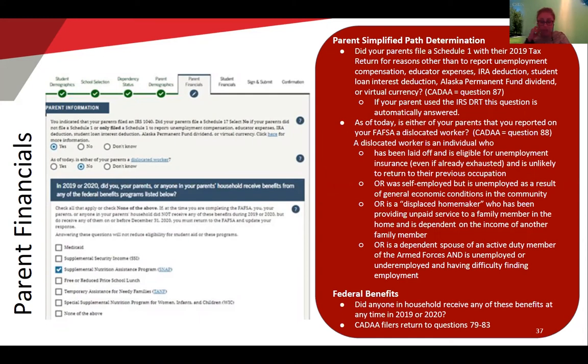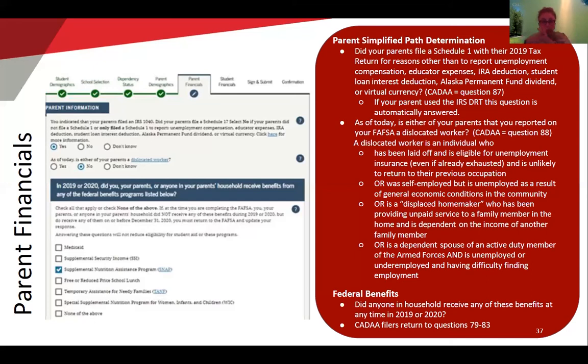I will be covering the next section of the application as it relates to some additional 2019 parent financial information, and specifically whether or not a simplified path is possible on the application. Then we'll take a look at some specific untaxed income information for parents, and lastly, we'll cover parental asset information. However, before I get into the details of the next few slides, I'd like to share some hopefully helpful tips.